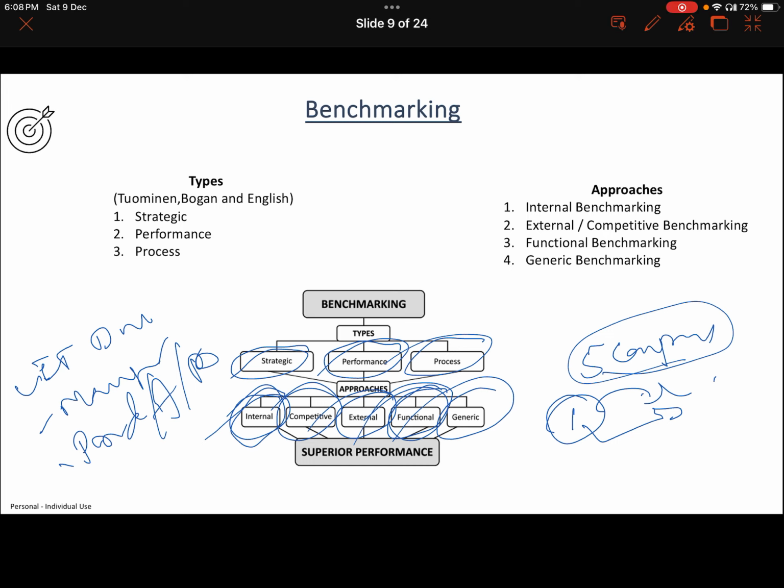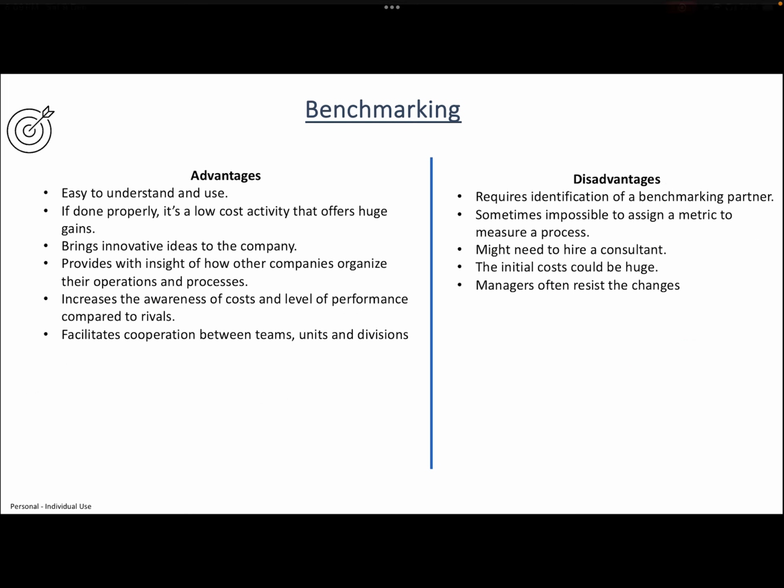So you can do a strategic benchmarking, performance level comparisons, or a process copying, but at the same time, it can be through internal or external or competitive, functional benchmarking, and general benchmarking. These all are the approaches and these all are the types.